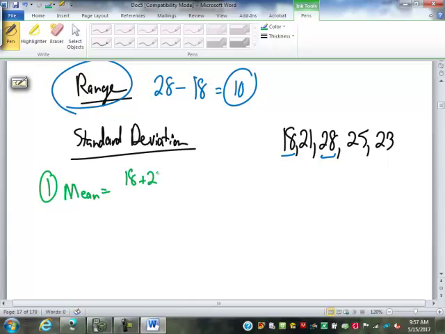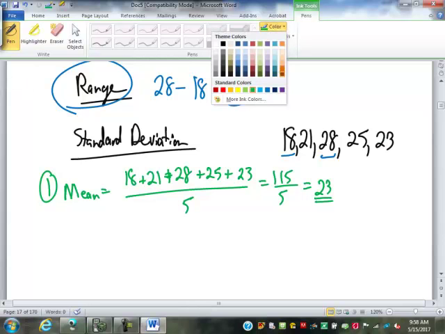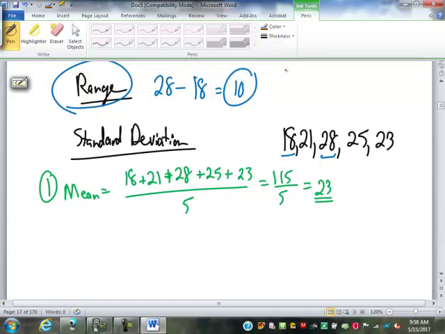So 18 plus 21 is 39. Plus 28 is 67. Plus 25 is 92. Plus 23 is 115, I believe. Divided by 5 is 23. Does that look correct? Yep. Cool.